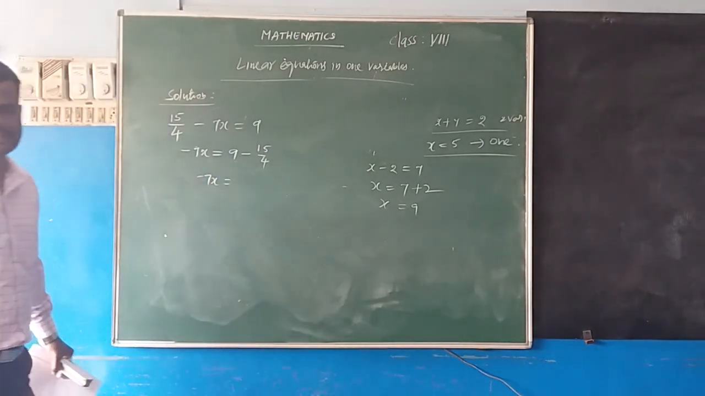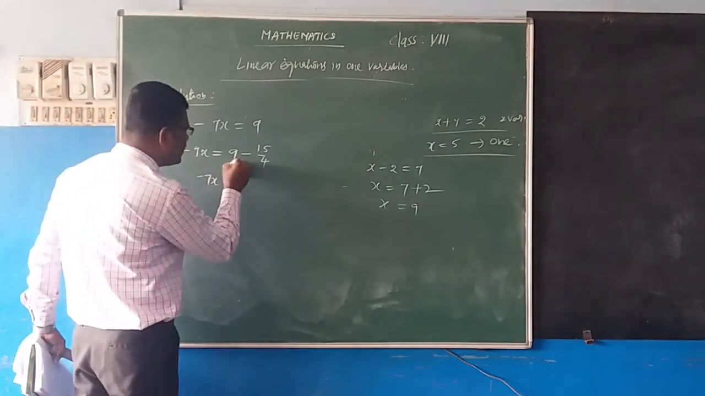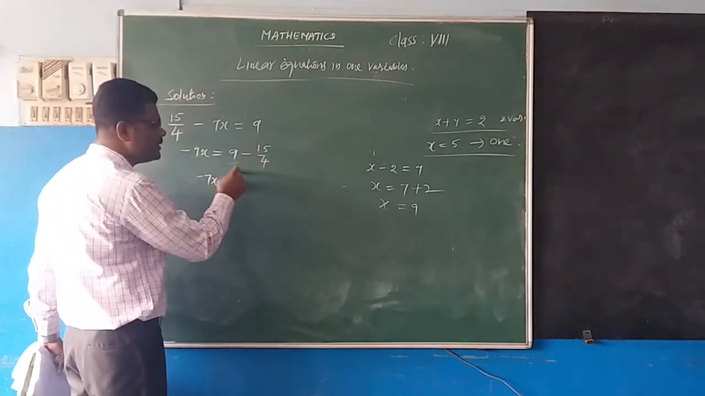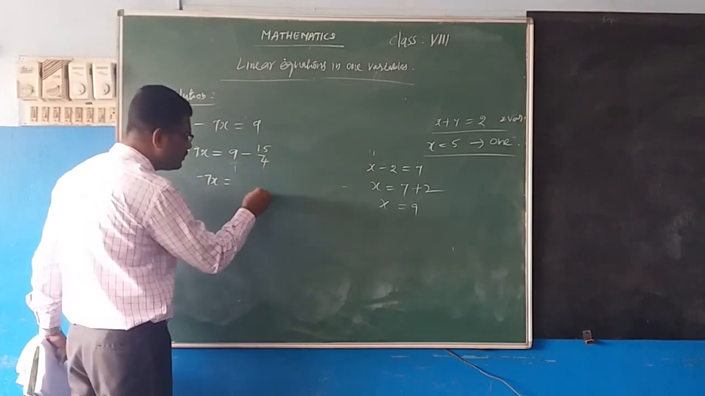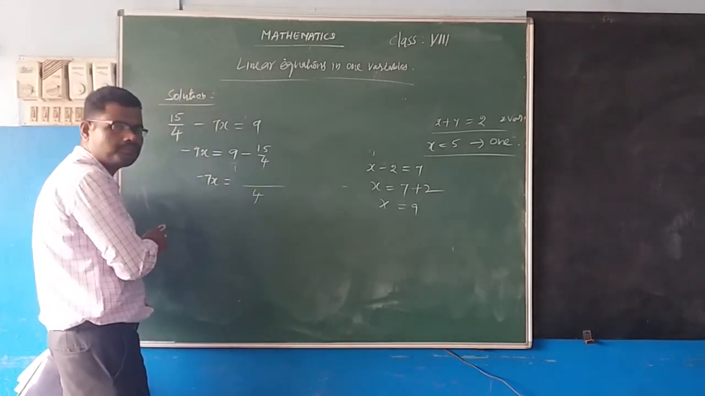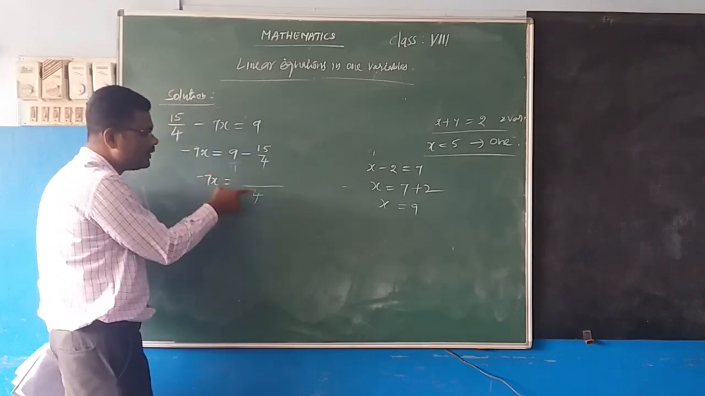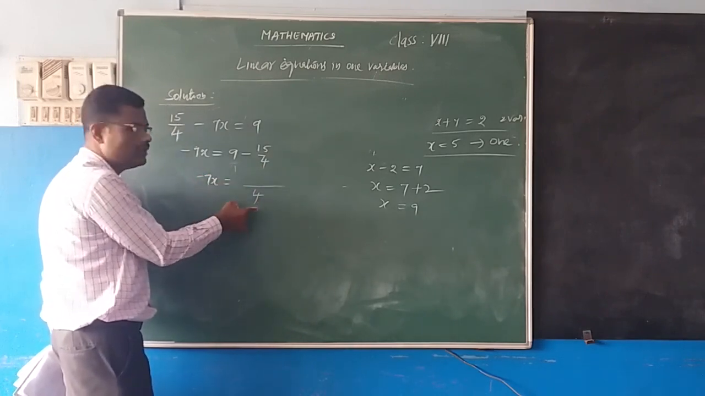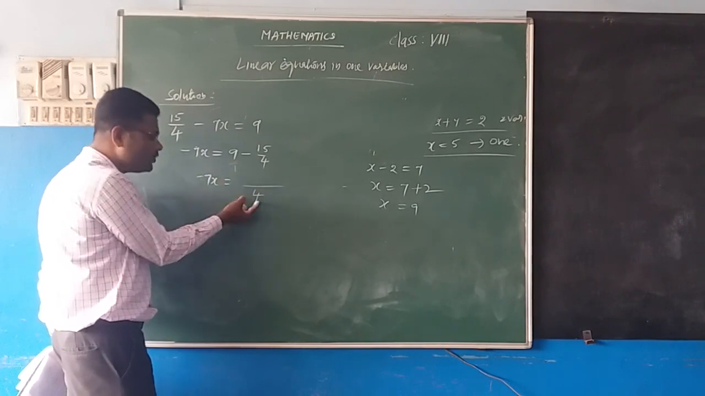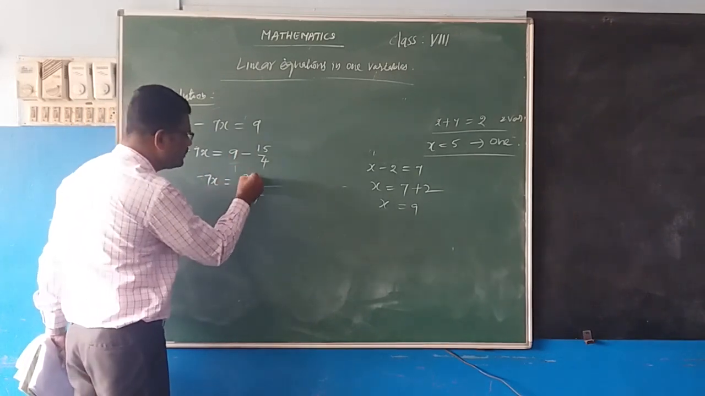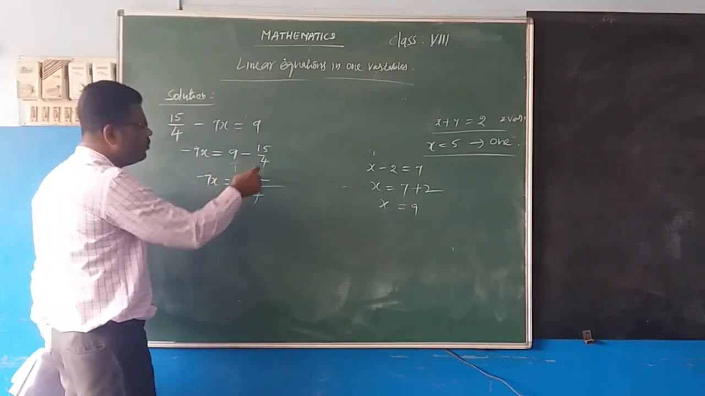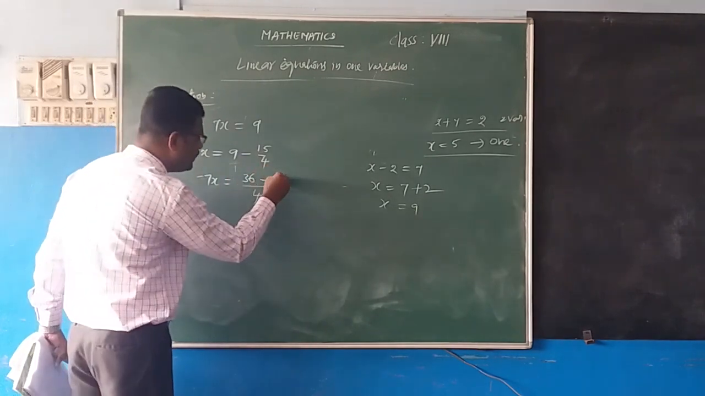You know how to take the LCM. 9 means 9 by 1, 15 by 4. What is the LCM of 1 and 4? 4 is the LCM. Got it? LCM of 1 and 4 is 4. Now equalize the denominators. How many times 4 goes with 1? 4 times. 4 9s are 36. Minus 4 gets cancelled, equalizing 15 remains.